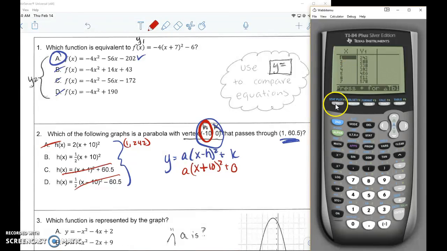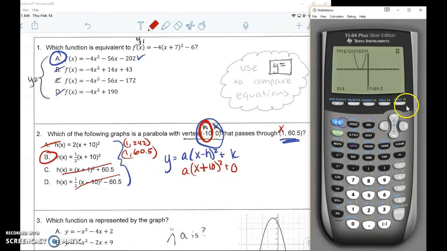I'm going to double check B just to make sure I didn't make a mistake. Instead of 2, I have 1 over 2, 1/2. Another way, instead of using my table, I could just type in an x value. So trace, the x value that I have for my question is 1. And it gives me that the y value is 60.5. Exactly what we want. The correct answer is B. If you prefer to use the table, second graph, I have 1 and 60.5.